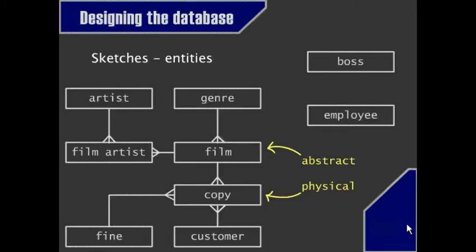The film entity is essentially all the information about the film itself, and all the relationships with genres and the artists that made that film would be kept connected to the film entity. By creating a copy entity, we have one row on the table for one literal physical object. This is much better for tracking where a video has gone and so on.